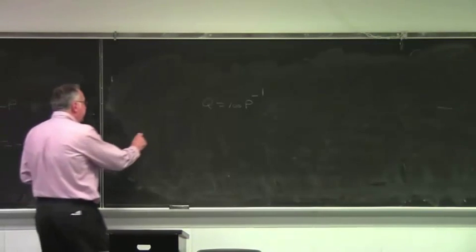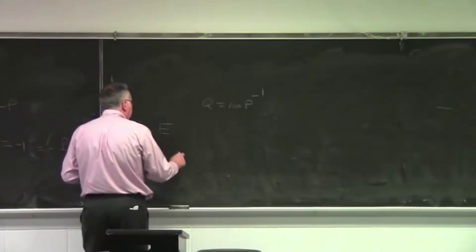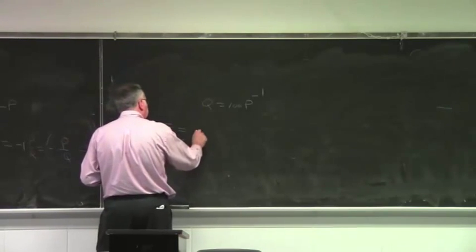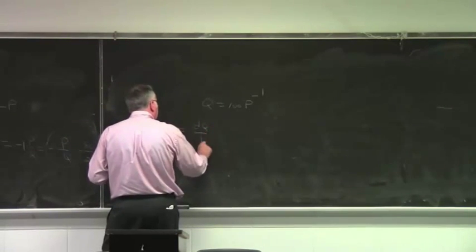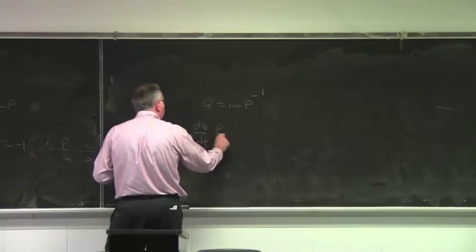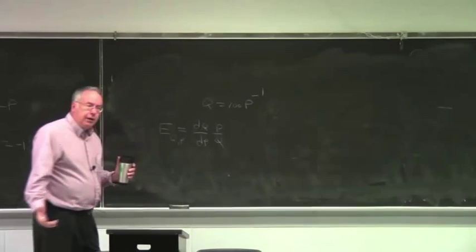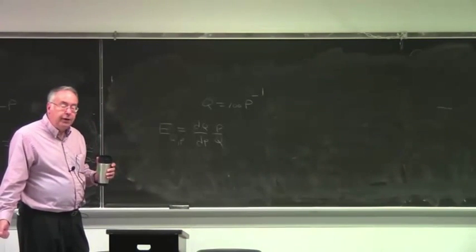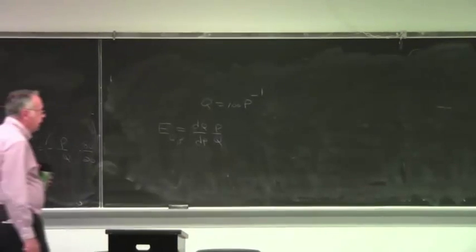And the most convenient definition would be this. The elasticity of Q with respect to P is dQ/dP times P over Q. This would be more convenient than the one with dQ over Q over dP over P. What is dQ/dP in this case?